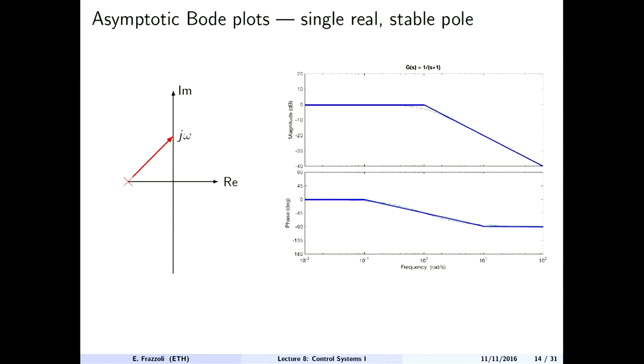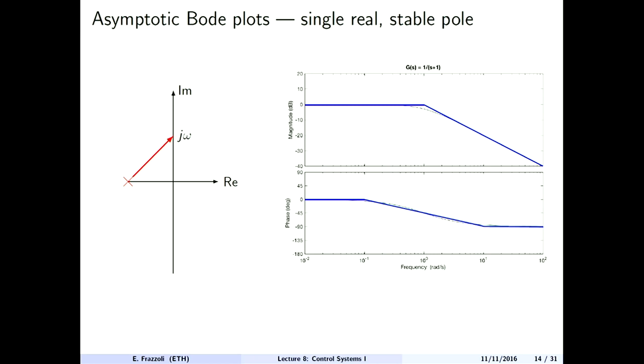So what we just described is when you have a monomial term, 1 plus tau s, right? Now, what if instead you have it at the denominator, for example, instead of the numerator? So you have the term 1 over 1 plus tau s. It represents a pole instead of a zero. Well, it's just the inverse.